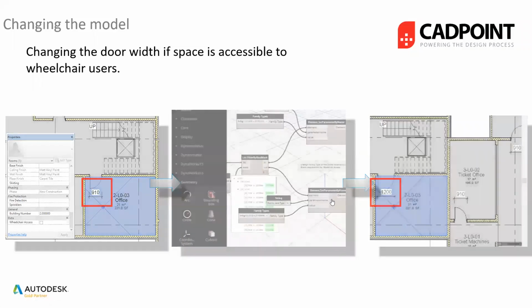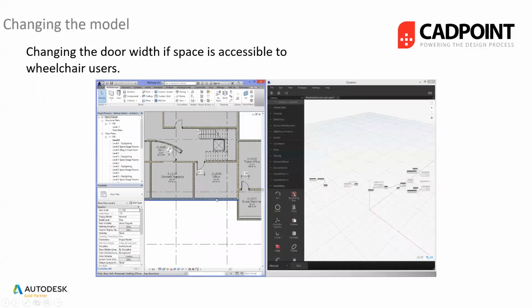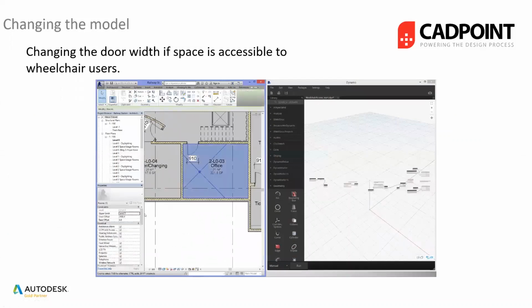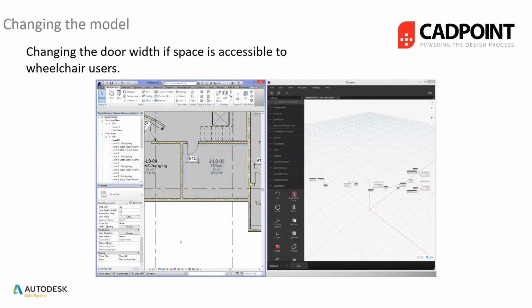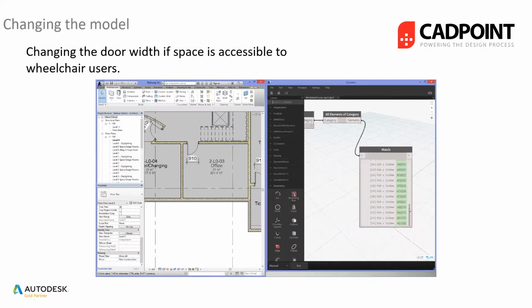So we'll just play a little video here. You can see here, we're just going to zoom in on our room, select the room tag, and then scroll down to that custom parameter under data, hit wheelchair access, hit apply. Then we're going to go into our Dynamo interface on the right-hand side here, and we've got a number of nodes connected. We're just going to hit run on that.